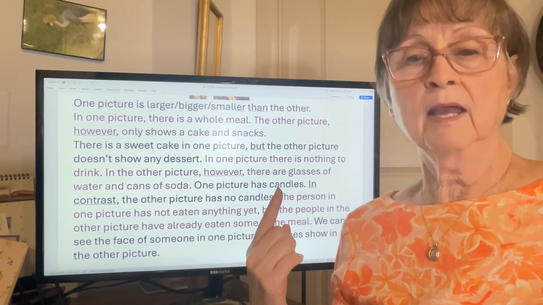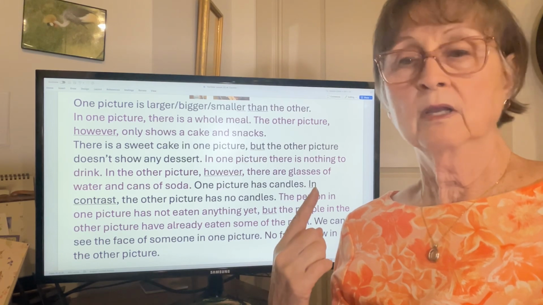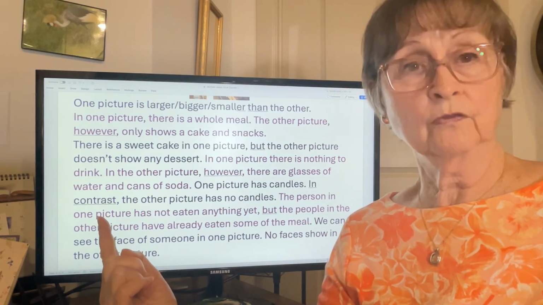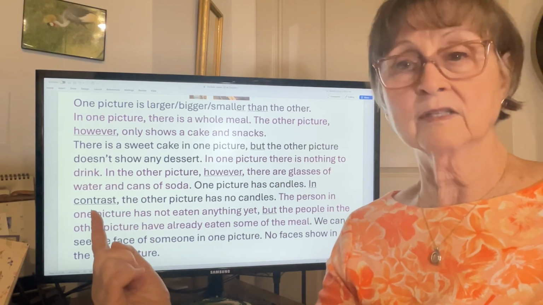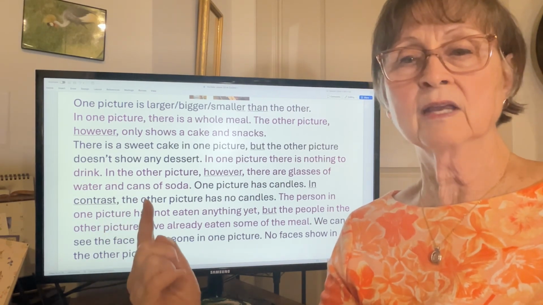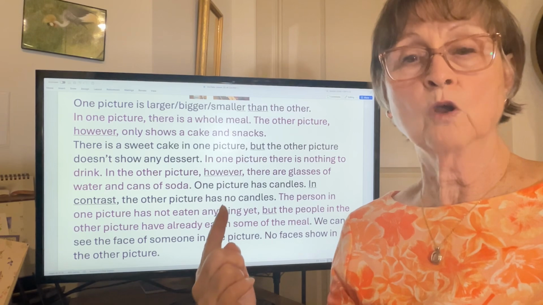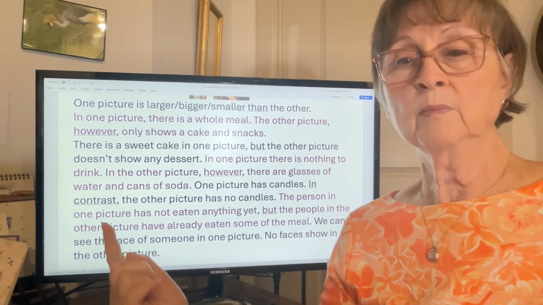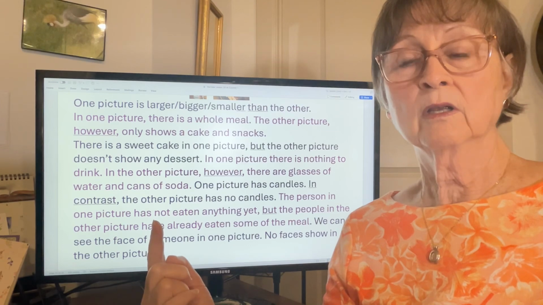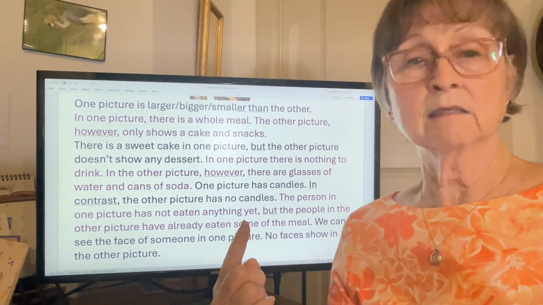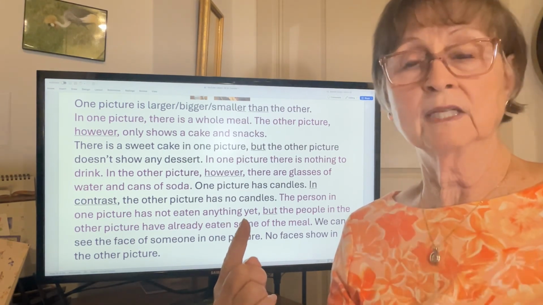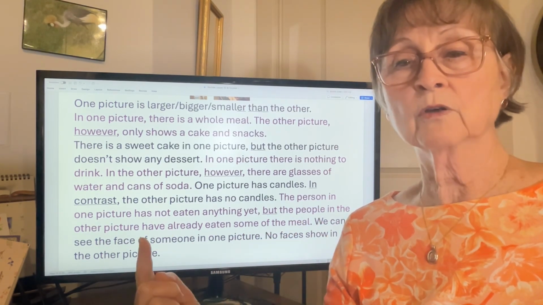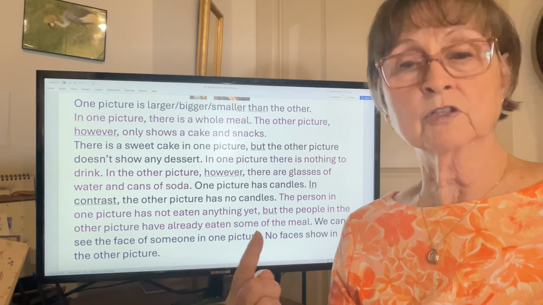One picture has candles. In contrast, that's a good phrase to use to talk about contrasting. In contrast, the other picture has no candles. The person in one picture has not eaten anything yet. That's me in that picture. I haven't eaten anything yet. But the people in the other picture have already eaten some of the meal.